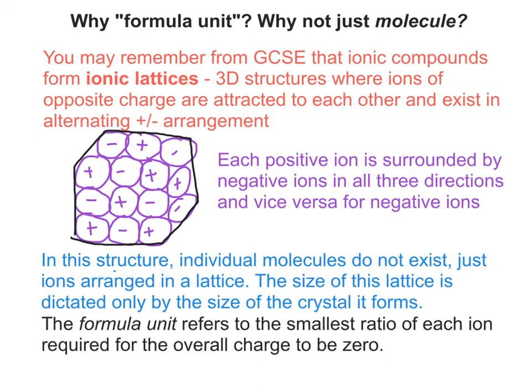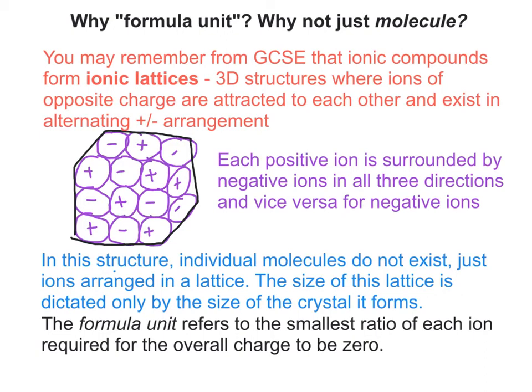So we use the formula unit as a way of getting around this because it's the smallest ratio of each ion required for the overall charge to be 0. So that's what we're trying to achieve when we draw or construct a formula from ions for an ionic compound. It's the smallest number of each ion that we need to allow the charge to be 0.